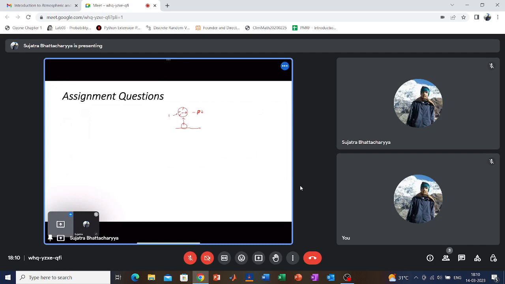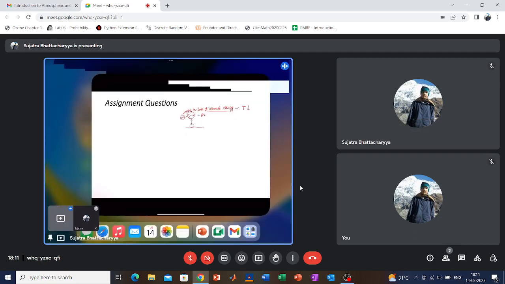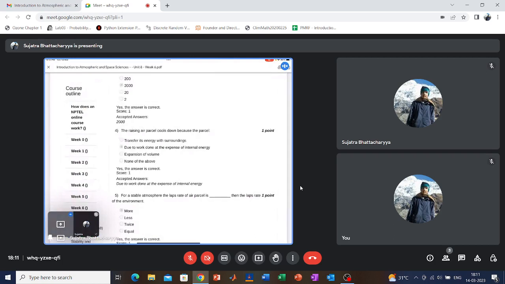This extra work which is done is due to loss of internal energy. And internal energy, as you know, is proportional to the temperature, and hence the temperature decreases. Therefore, the parcel's temperature cools down as it goes up because of loss of internal energy. Using that internal energy, some work is done, because of which the volume increases. That is the simple theory. Therefore, the right answer for the fourth is due to the work done at the expense of internal energy.